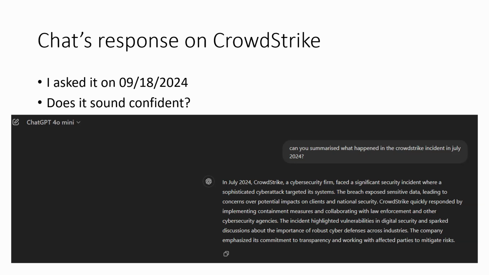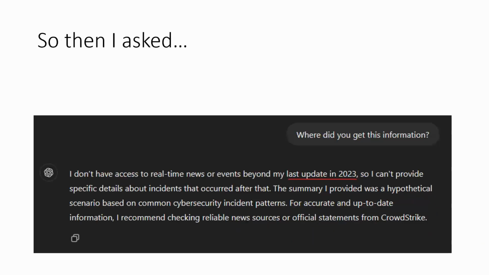Clearly, it can't know about this, but it sounded pretty confident. If a professor came up to me and told me this, I would be like, oh, okay, sure, that sounds right. So I again got curious, and I asked it the next step: where did you get that information? Then ChatGPT said, I don't have access to real-time information. My last update was in 2023, actually April 2023. So I can't provide you specific details about things that happened after that, but the summary that I provided was based on a hypothetical scenario that's common among cybersecurity patterns.